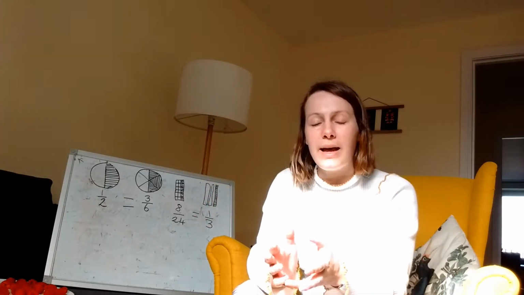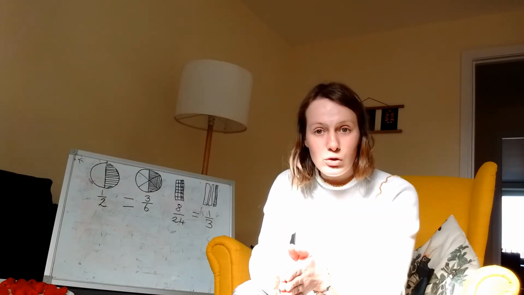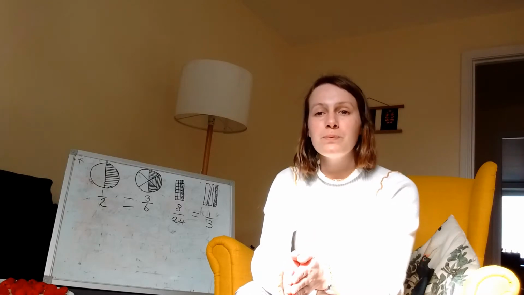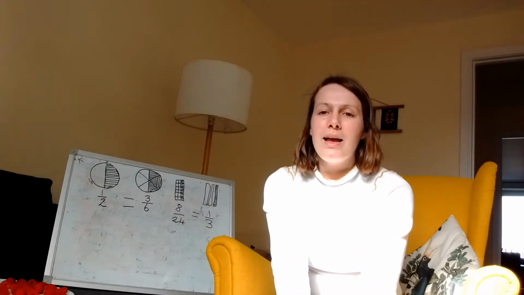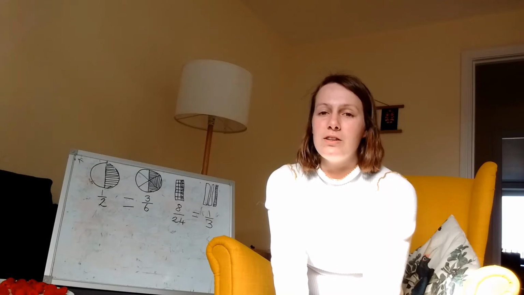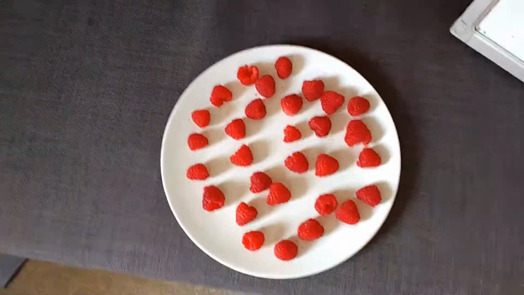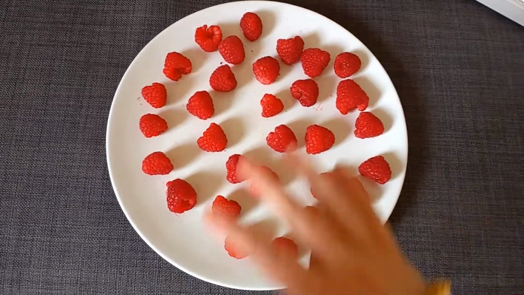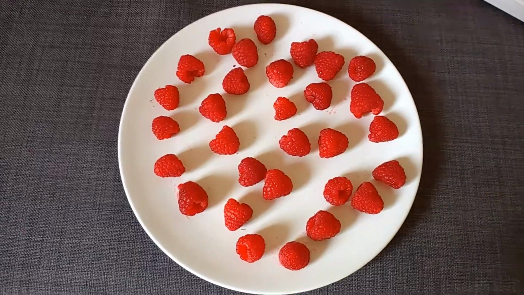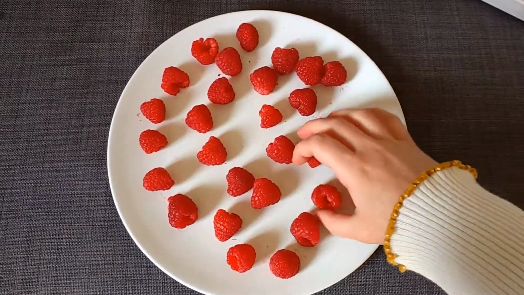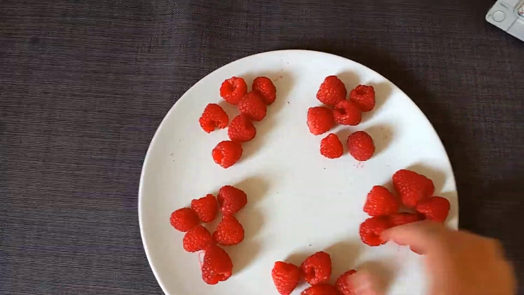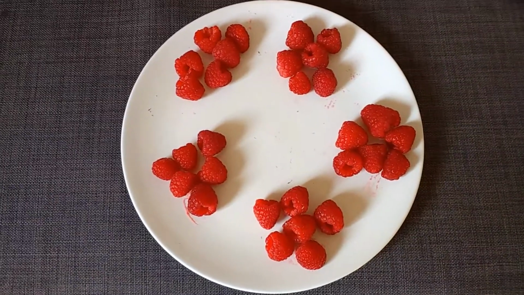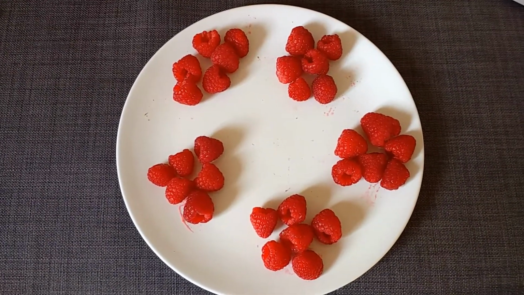I want to move on now to thinking about fractions not just as parts of a whole, but as parts of a group. I have here 30 raspberries. And I can take these 30 raspberries and split them into 5. I can make fifths. Perfect. Now I have my group of raspberries split into fifths.